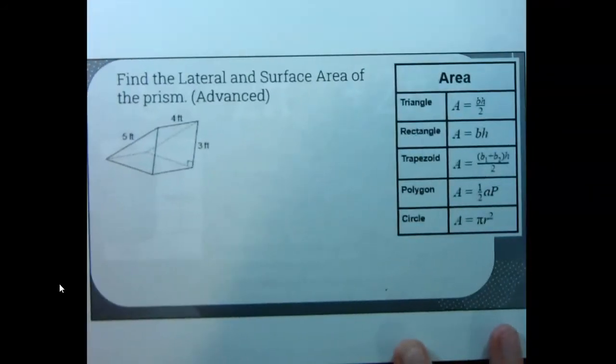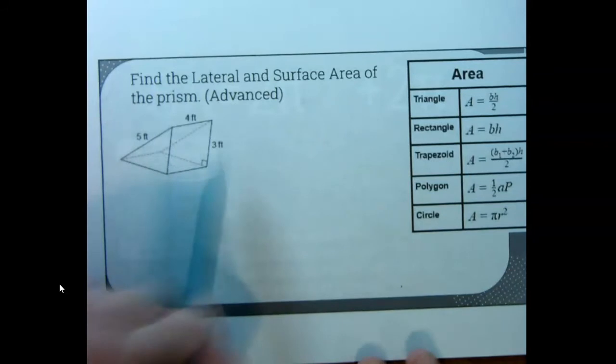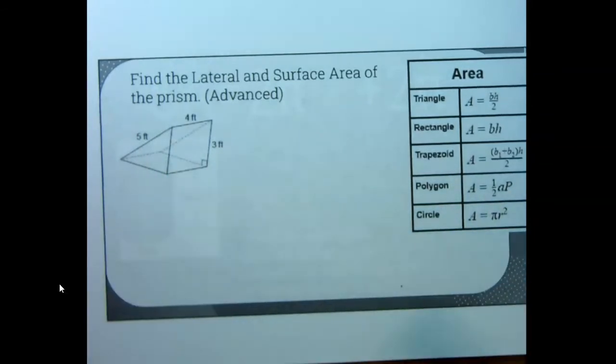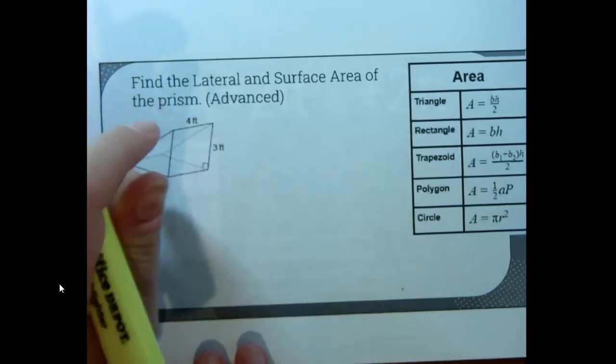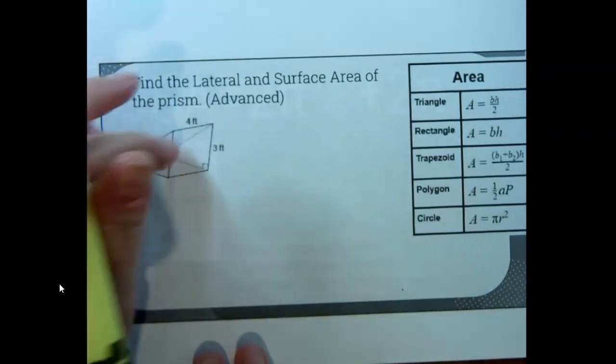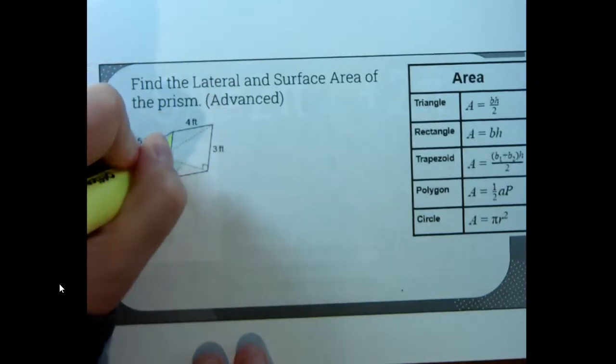All right, last one. This one adds one more thing, but it's not difficult. We just don't have all the numbers that we need, so we have to do something to figure out what they are. So this is a triangular prism. There's triangles on each side, and those are going to be our bases that I highlight.